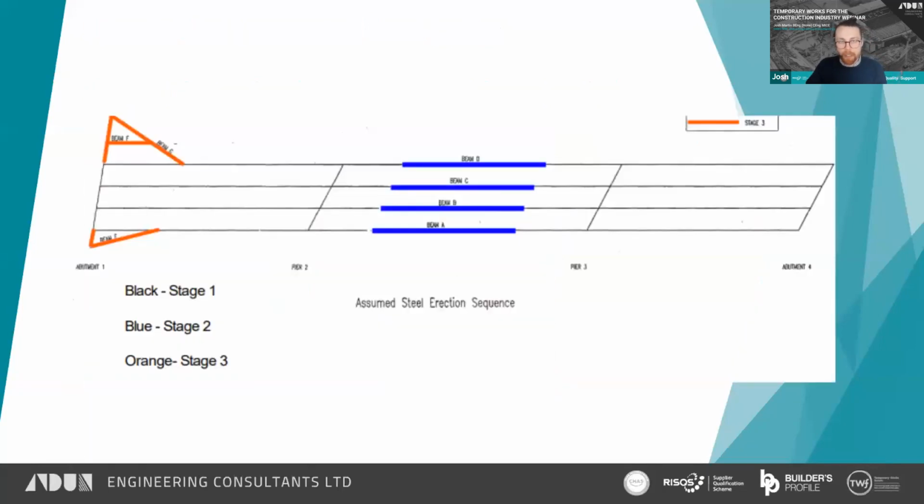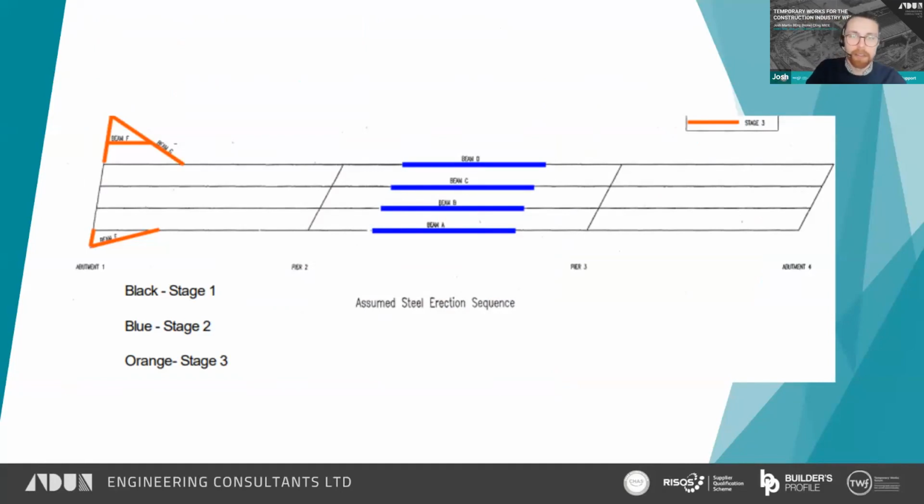So for this particular project, we were lucky because we had archive drawings of the bridge construction, which told us how the bridge was built. Therefore, we developed a demolition methodology that was the reversal of the construction sequence. And this is shown here in this archive drawing with some of my annotations on it.